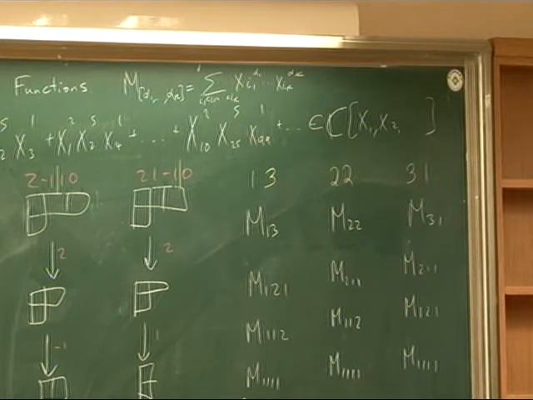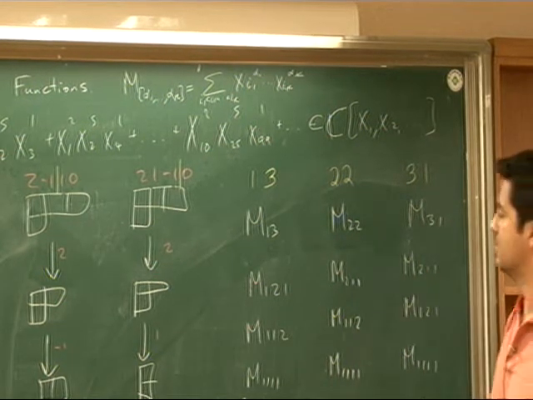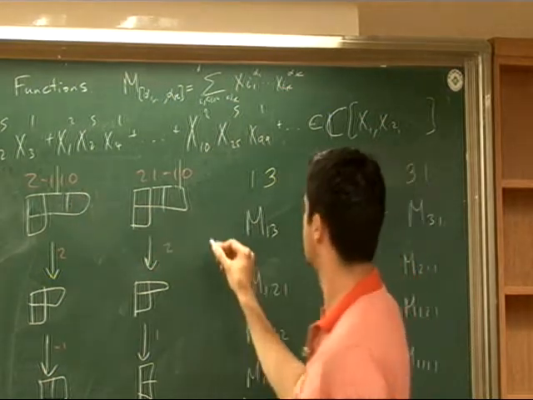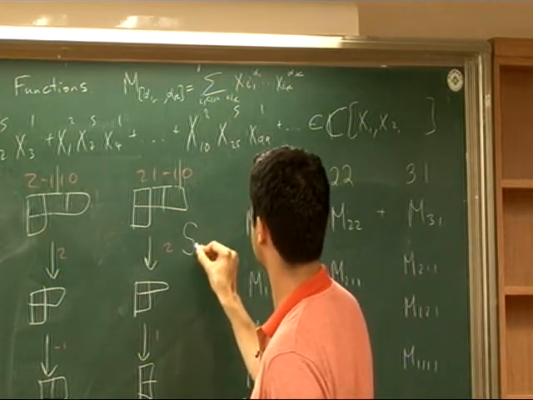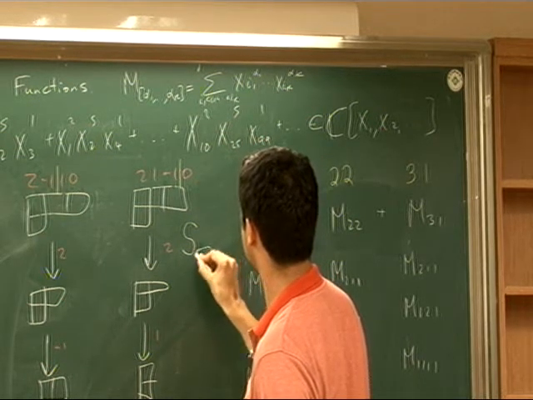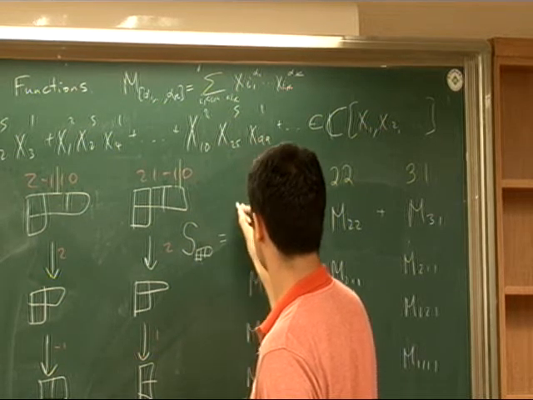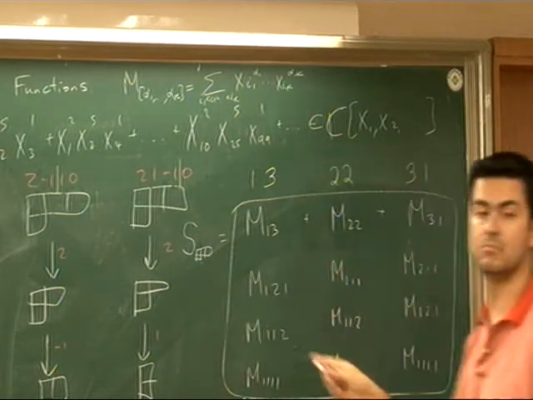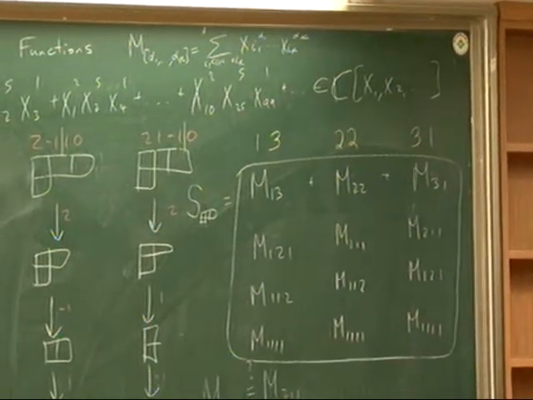Okay? And so I add all these, and magically I get some function associated to this partition. Right? And that function is a Schur function.